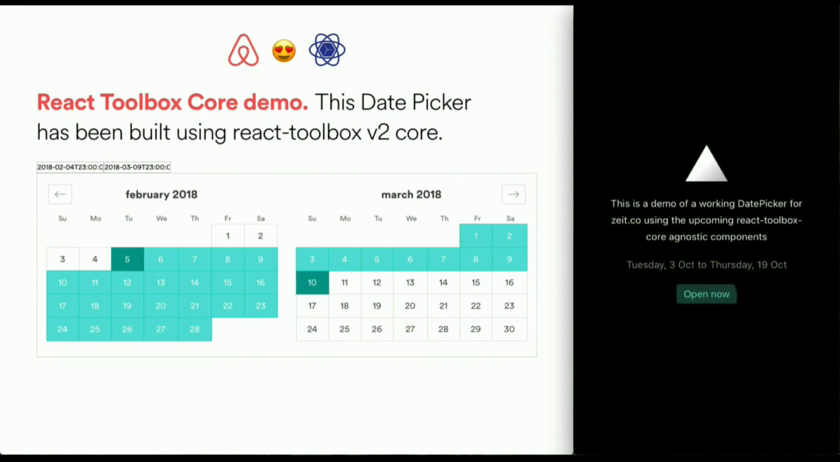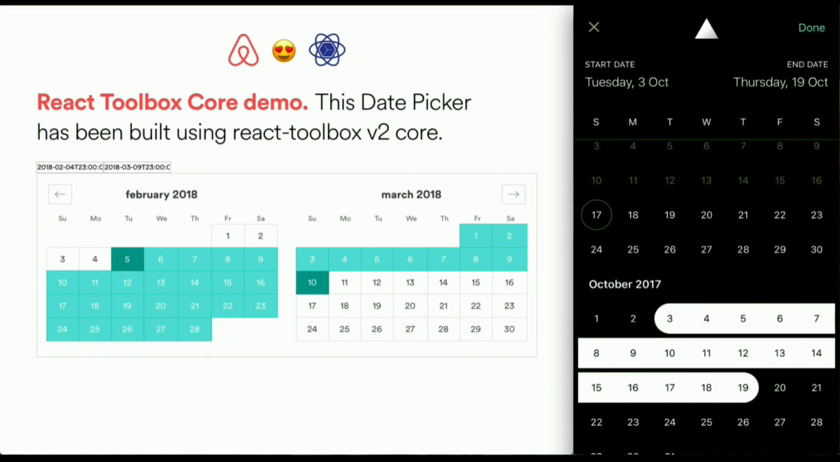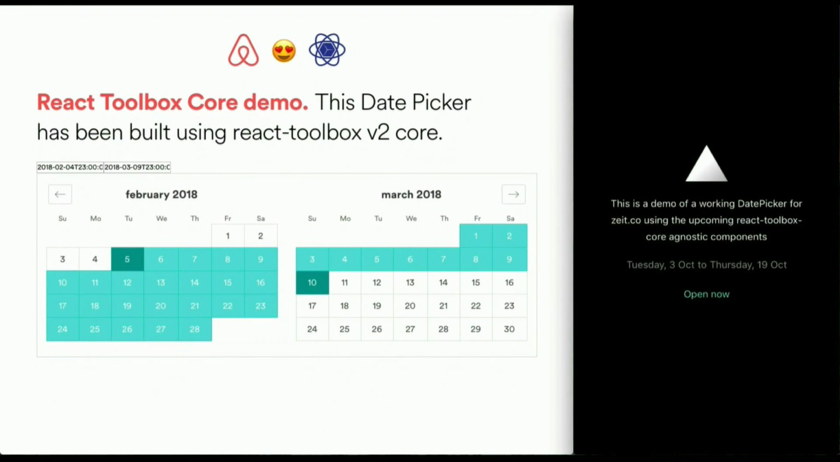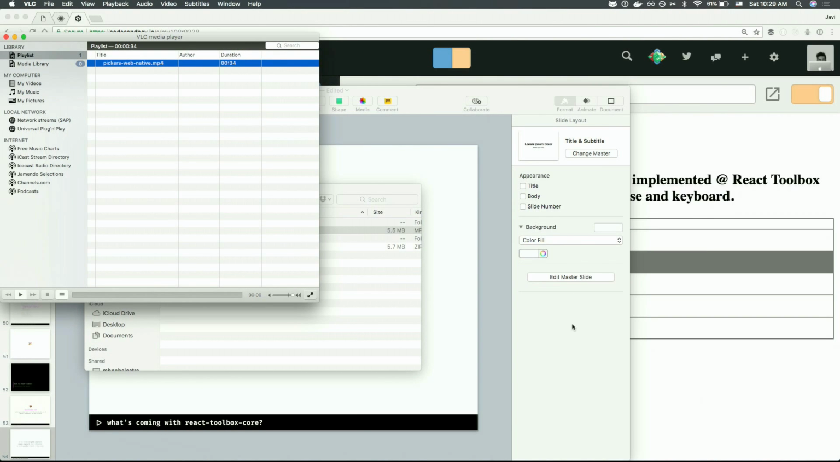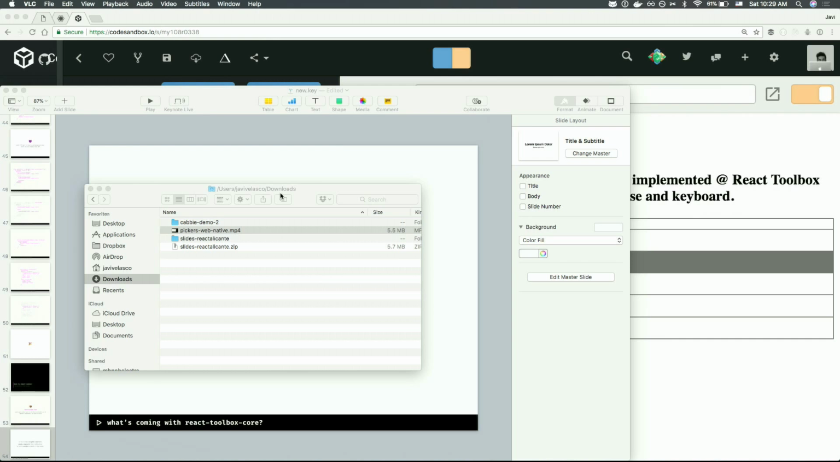If I discover a bug handling dates or whatever inside the component and I fix it in React Toolbox Core, that's going to be fixed for React Native date pickers and for React Web, whatever implementation date pickers.